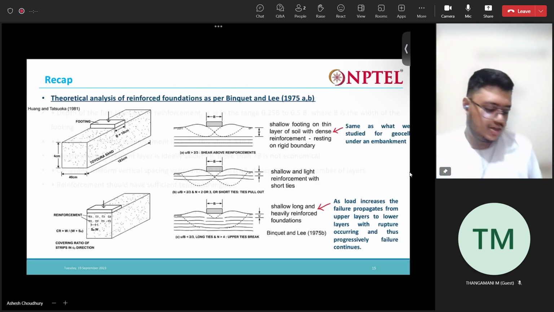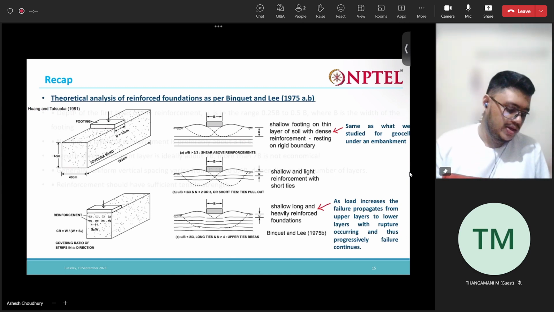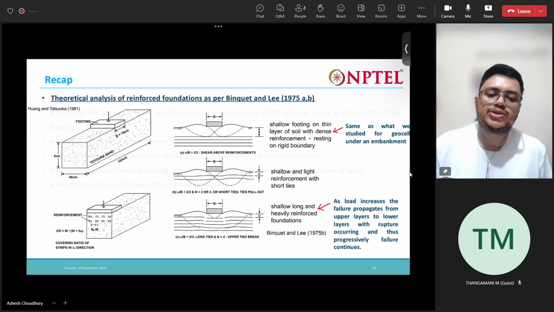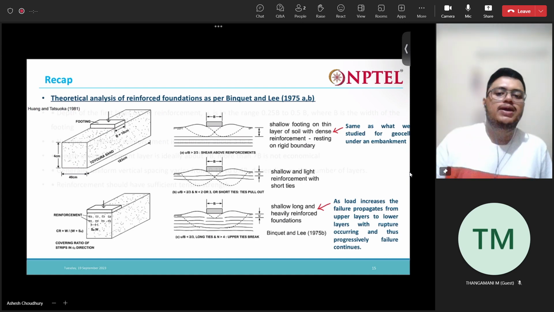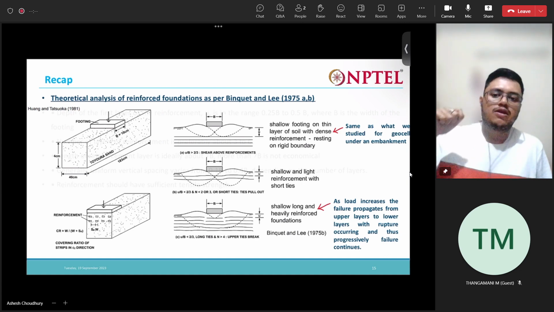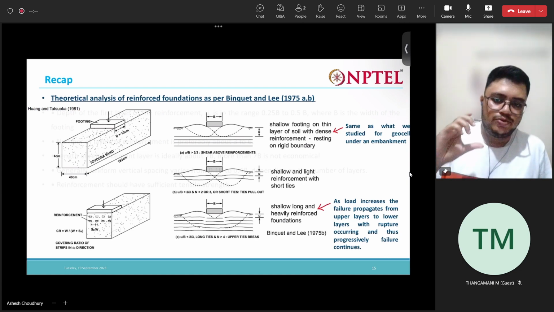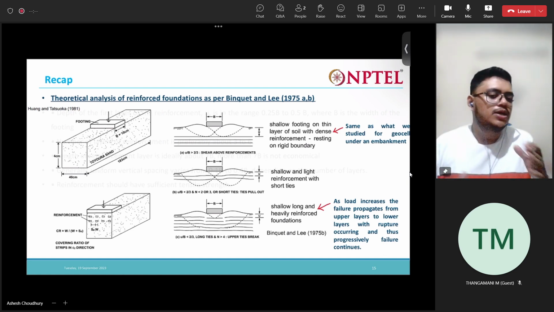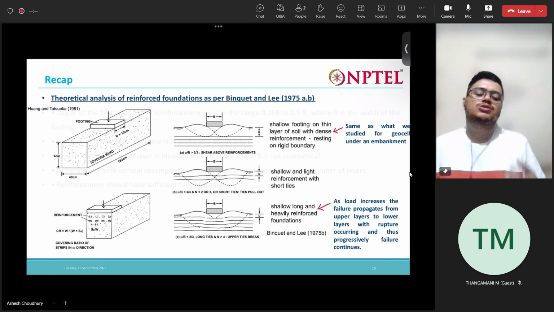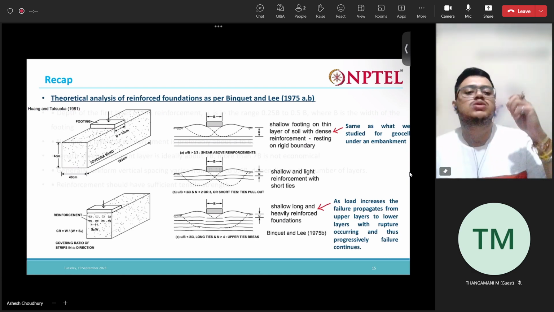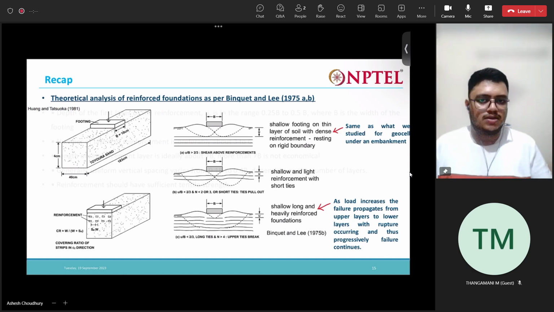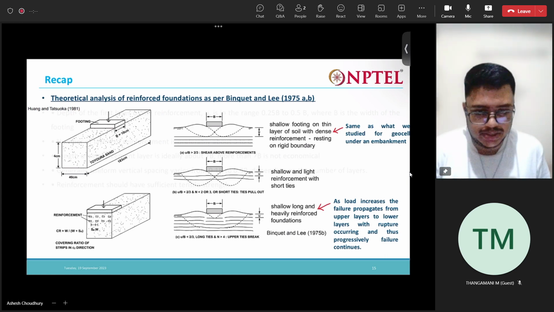Now we come to the theoretical analysis of reinforced foundations by Binquet and Lee. These researchers gave a theoretical way to analyze these reinforced foundations. Otherwise, we use a trial and error technique to fix the depth, the spacing, the number of reinforcements, and the length. They were the first to give an analytical method using which we can design the reinforcement to increase the bearing capacity of a foundation.